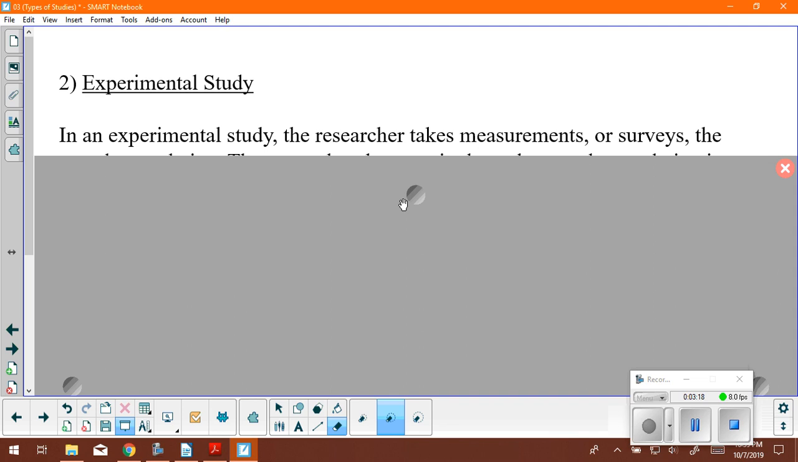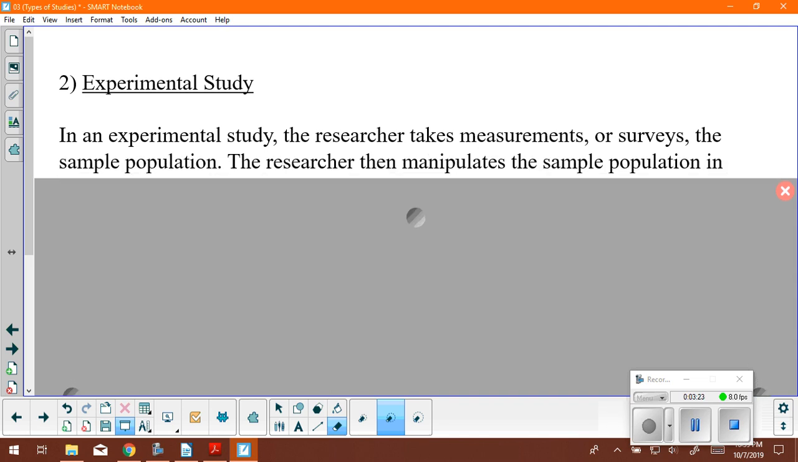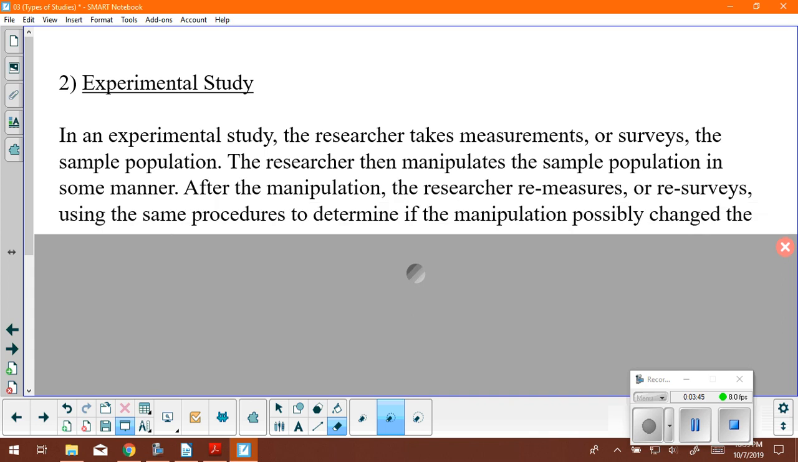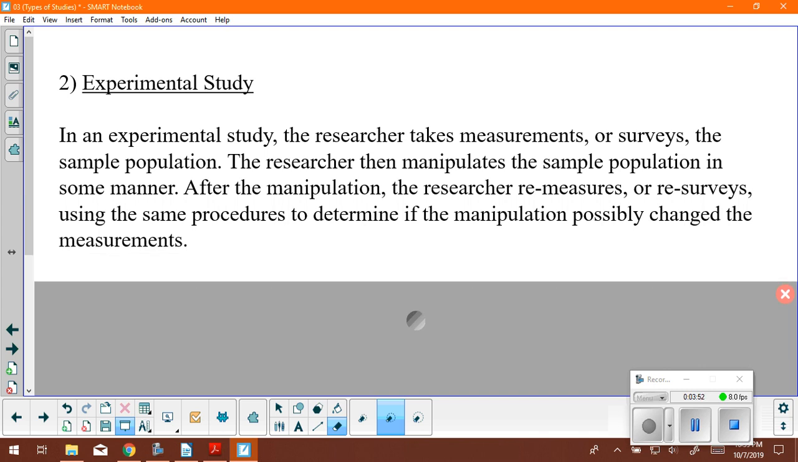So in an experimental study, the researcher takes measurements or surveys the sample population. The researcher then manipulates the sample population in some manner. So we do some kind of initial thing, then we make a change to the population, and then we measure again to see if there's a difference. So the researcher remeasures or resurveys using the same procedure to determine if manipulation possibly changed measurements.